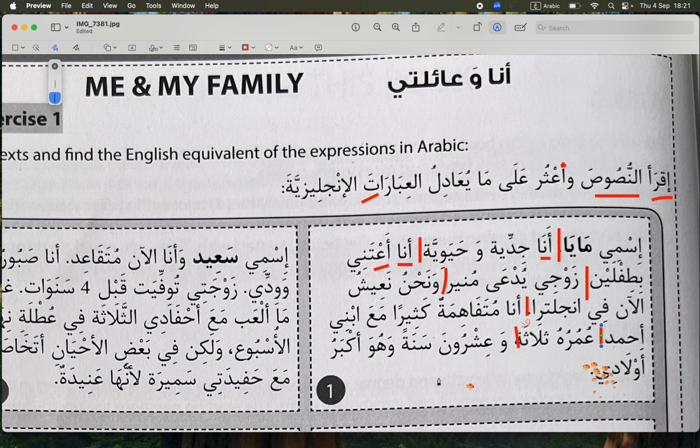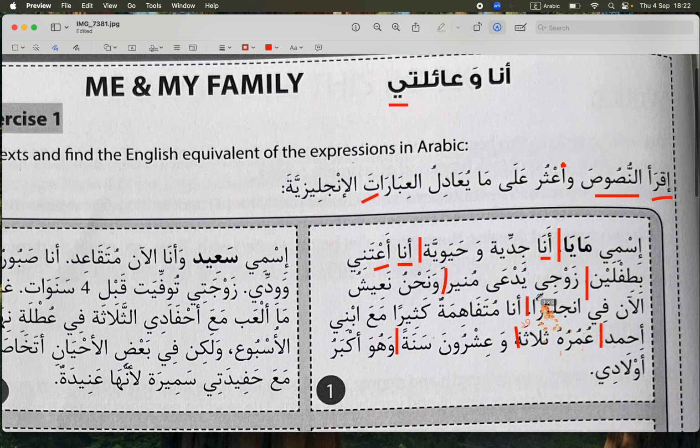Next sentence. 'Umruhu, his age, 23 sana. Now here is a little grammatical mistake that they made. It's supposed to be thalath and not thalatha. So if you have it in your text with a ta, you can correct that if you like. 'Umruhu, his age. Remember zawji, my husband. So the possessive pronoun, this ya is a possessive pronoun.